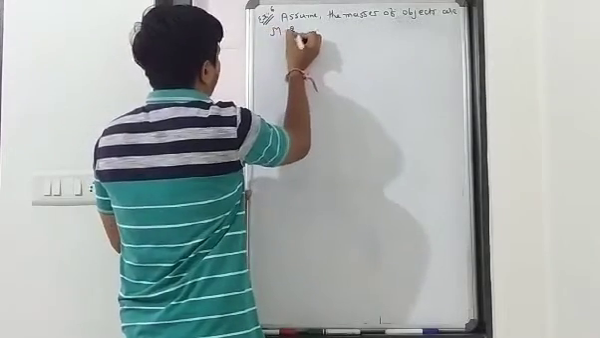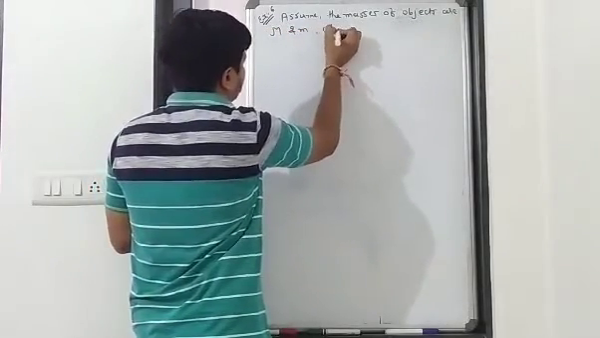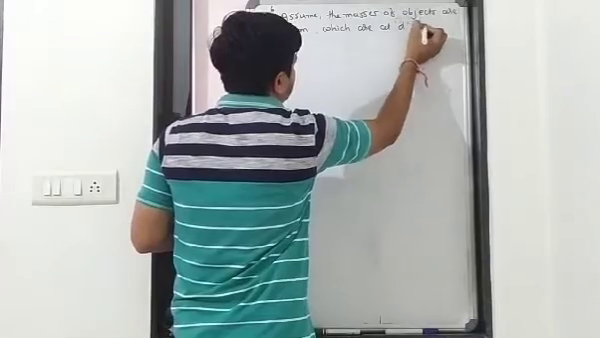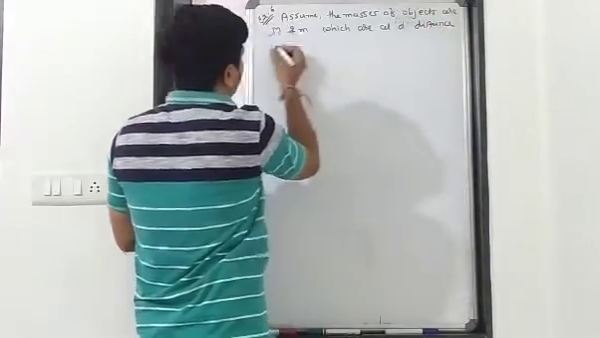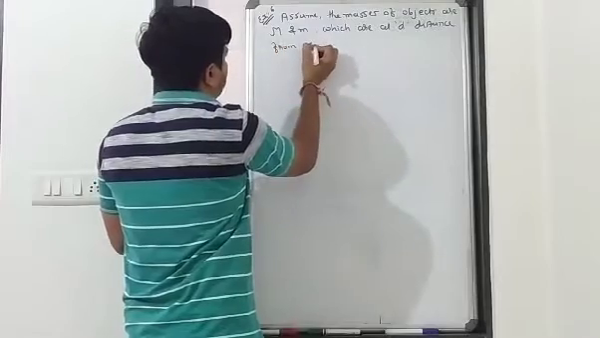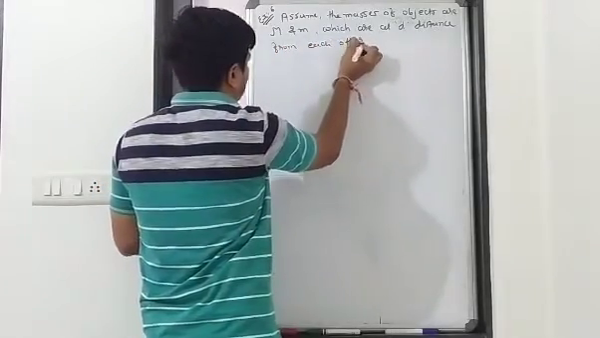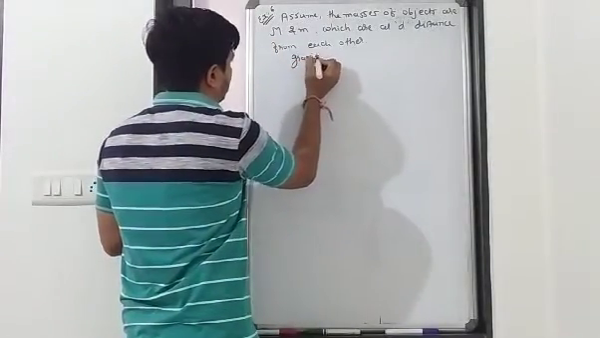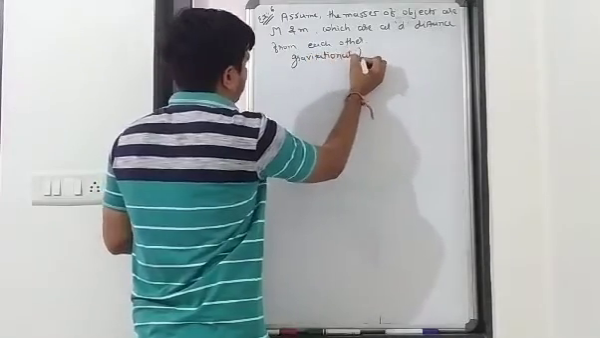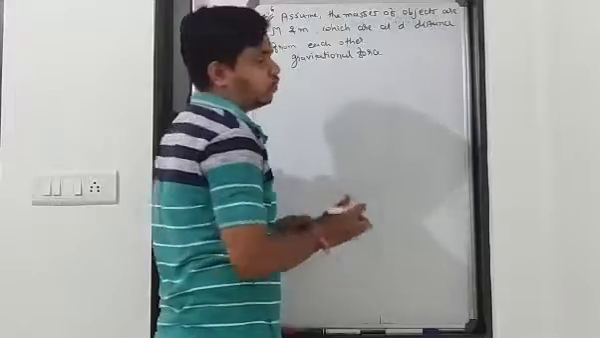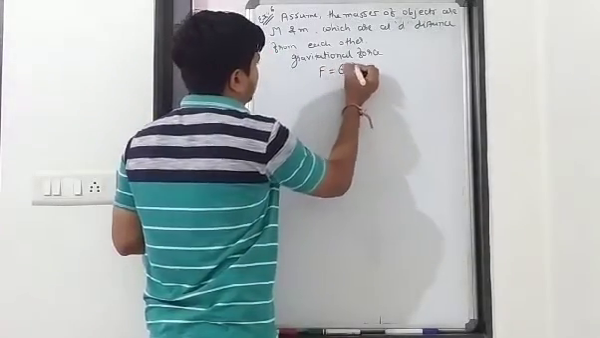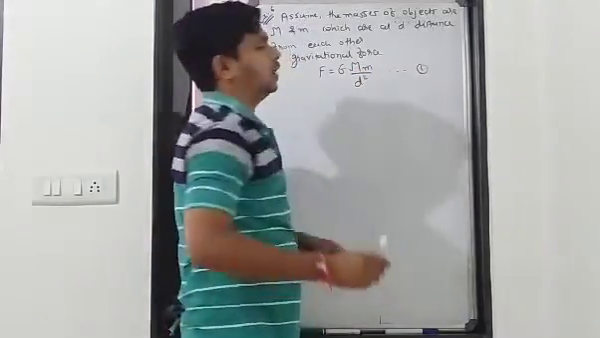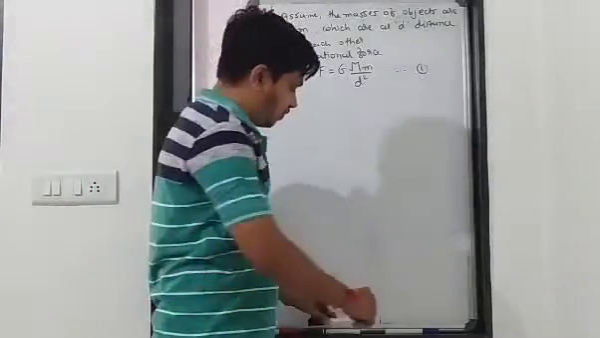Capital M and small m, which are at distance d from each other. Gravitational force. What is the gravitational force? It is F is equal to capital G, capital M, small m by d square. Equation number 1. Now, what is our first question?